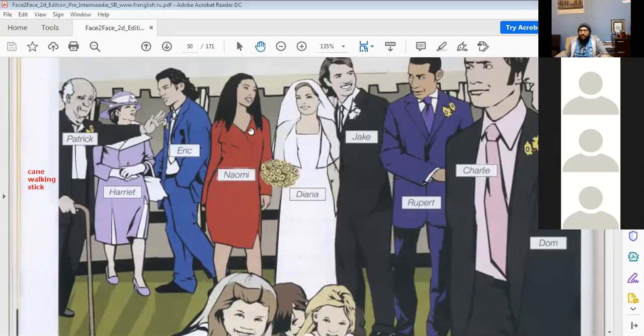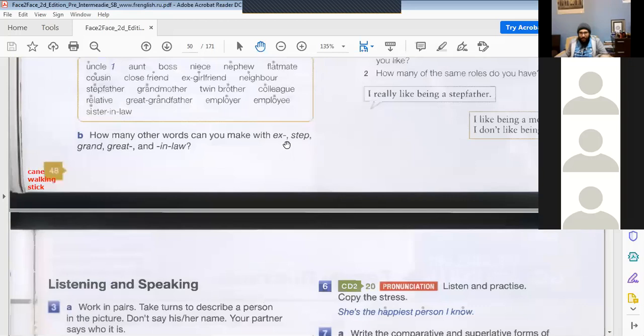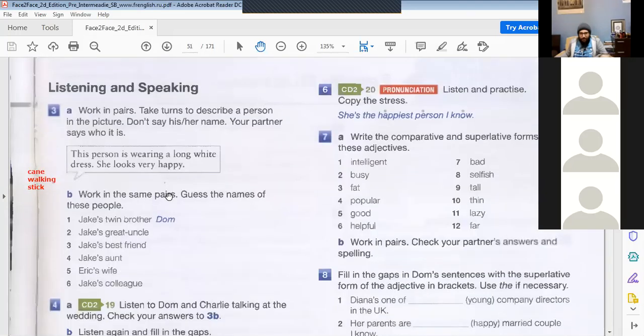Okay, all right. So these are the people who are at the wedding. Now let's do the listening part here. So it says here, excuse me, guess the names of these people.